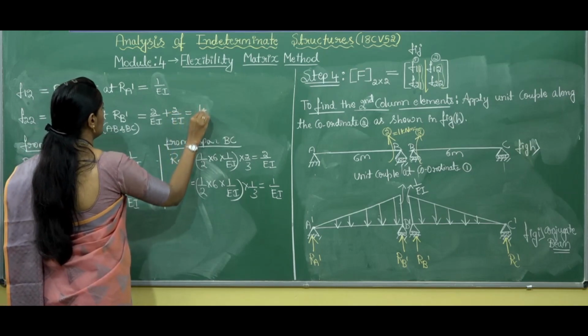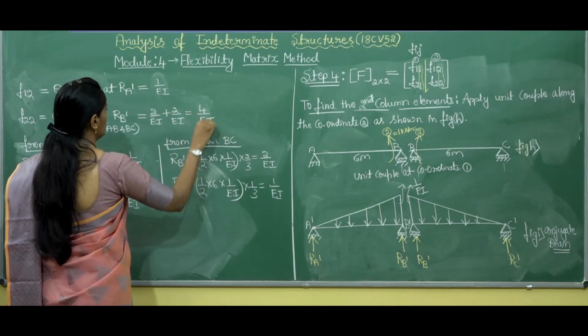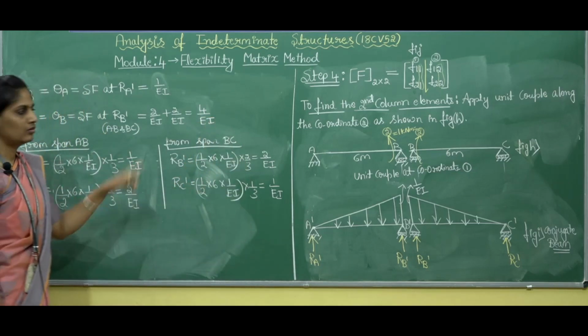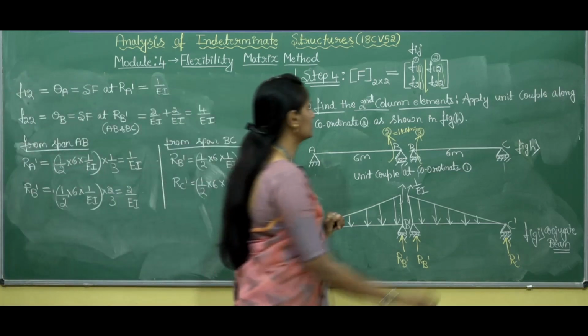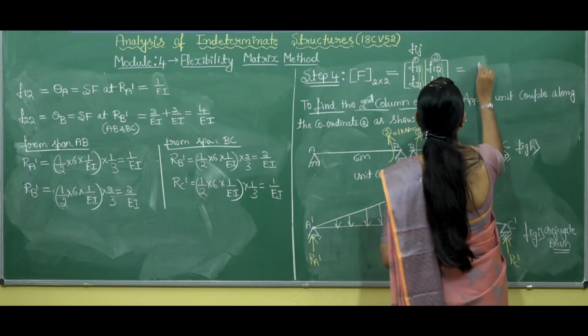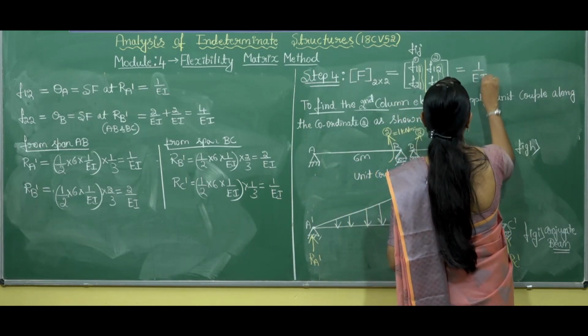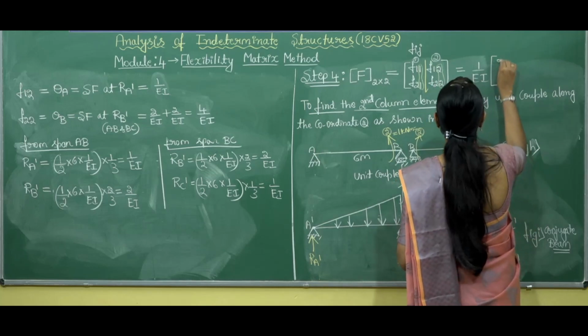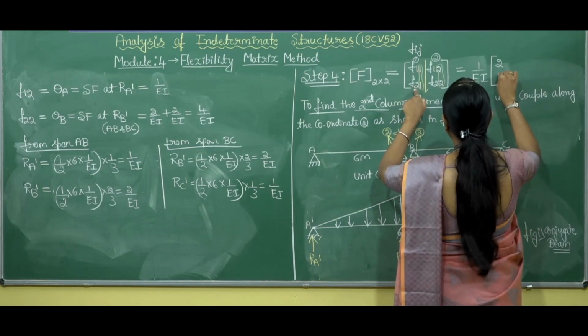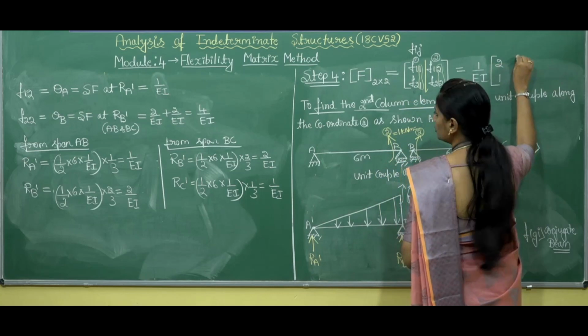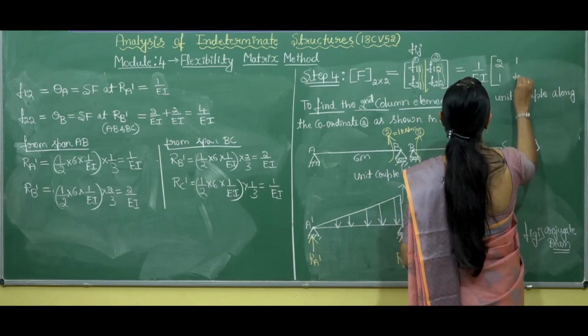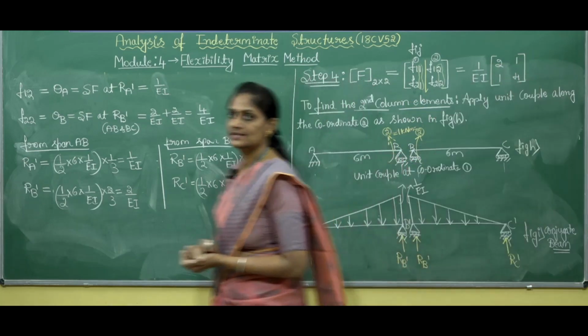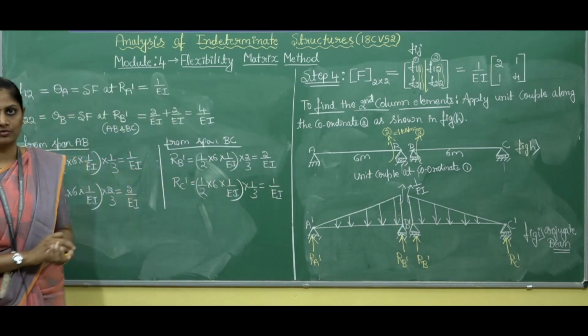So the final answer is 4 by EI. Now we have all the 4 elements in the flexibility matrix. Taking 1 by EI as common, I get F11 is 2, F12 is 1, F21 is 1 and F22 is 4. So this completes step number 4.